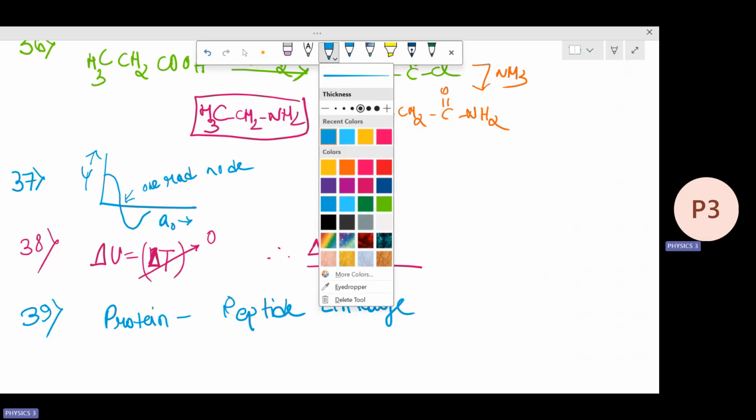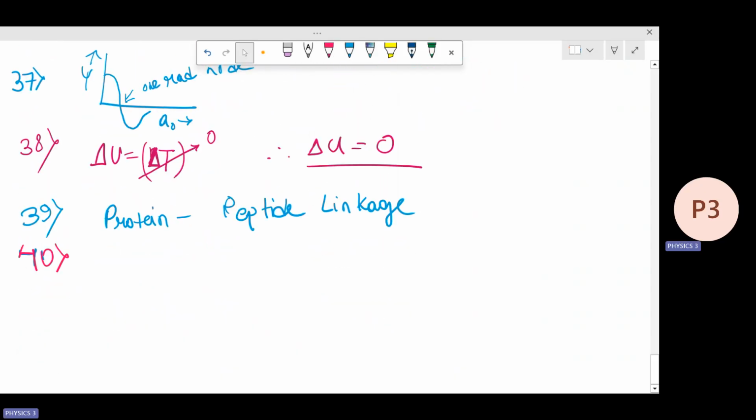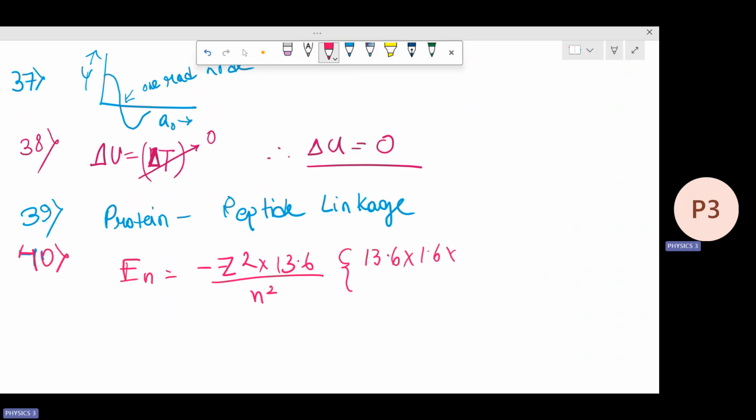Next, question number 40. In question number 40, we see that they are asking us about the energy of the second orbit of hydrogen atom. How do we do it? We know that En is equal to minus Z square multiplied by 13.6 divided by n square. Now guys, we need to convert 13.6 eV into joule. So it will be 13.6 into 1.6 into 10 to the power minus 19. That will give me 2.176 into 10 to the power minus 18 joule. This will be the scenario.